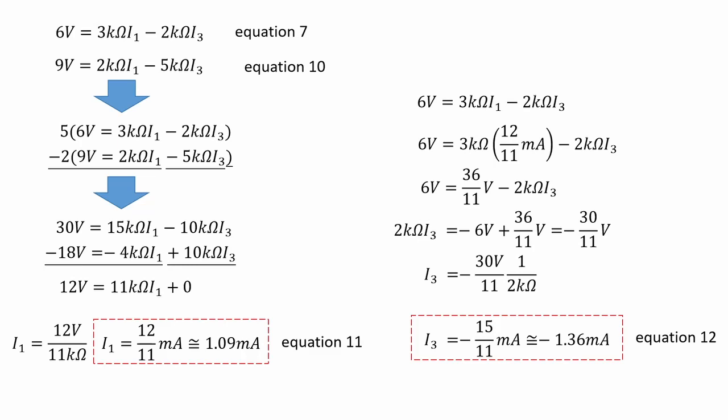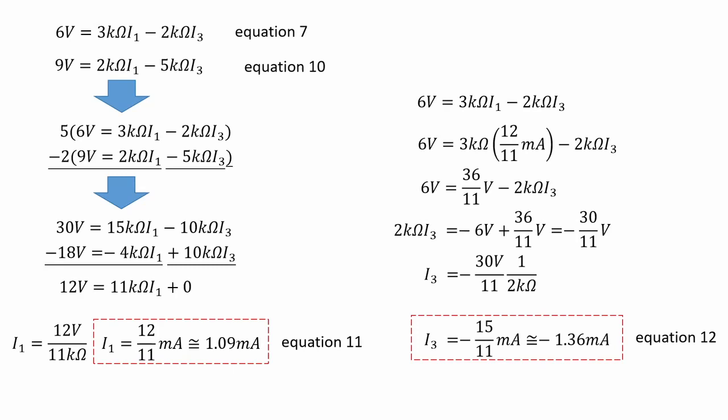Here we have equations 7 and 10. Multiplying both sides in order to cancel one of the terms when adding them together. Here we see that we multiply equation 7 with 5 and we multiply equation 10 with negative 2. We see that the third term related to current 3 cancels out.